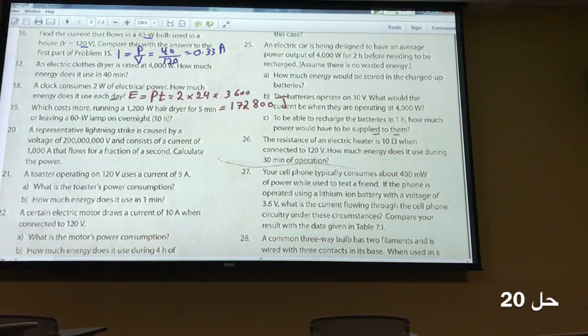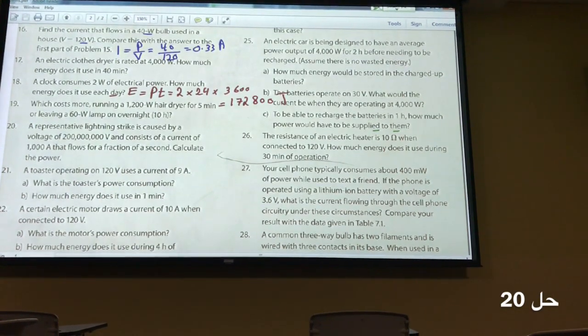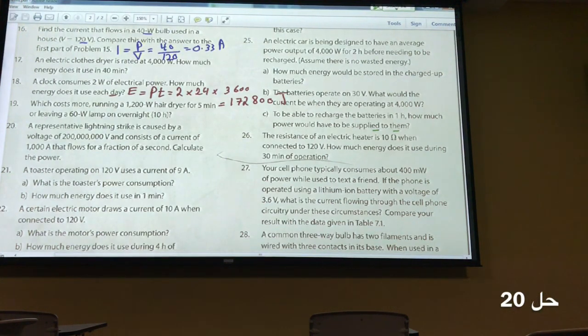Number 20. Lightning is caused by a voltage of 200 million V and consists of a current of 1000 ampere that flows for a fraction of a second.